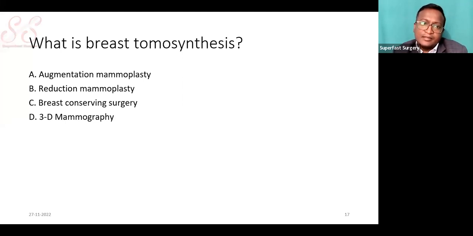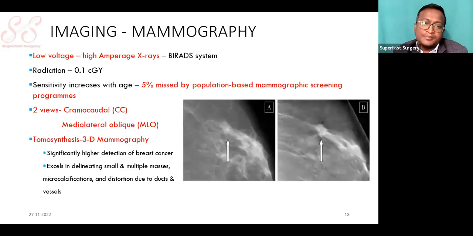Yes, it is D. Now this is a recent advance, especially in radiology, the breast tomosynthesis. We'll be discussing this shortly. So what is mammography? Mammography is basically a low voltage, high amperage system of X-ray. The radiation dose is very low, that is 0.1 centigray per view. There are basically four views, and that is why the total radiation dose will be 0.4 centigray, but per X-ray it is 0.1 centigray. The sensitivity of mammography will increase with age because of the fatty breast. However, 5% are missed by population-based mammographic screening.